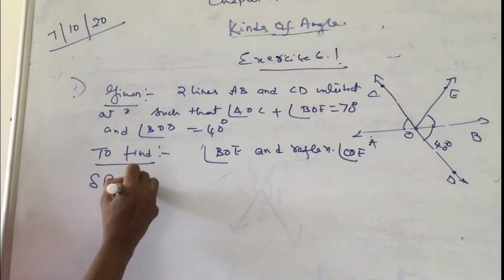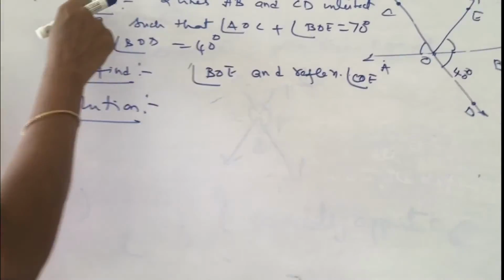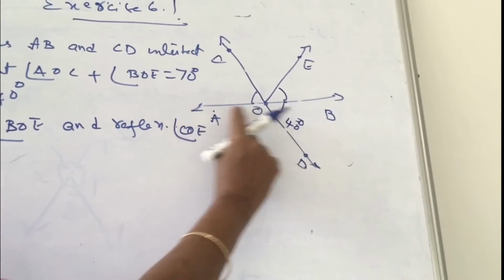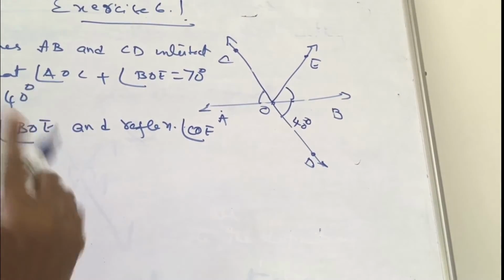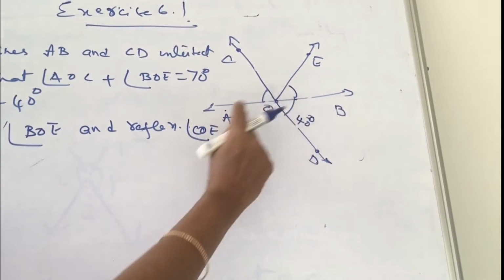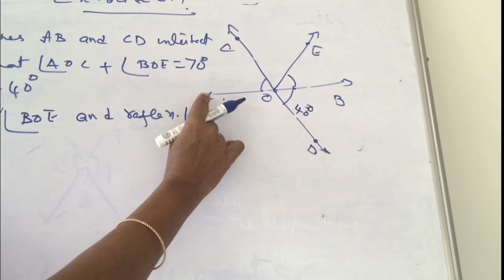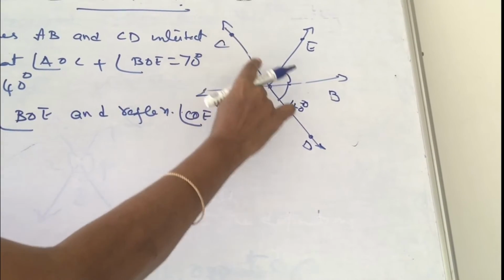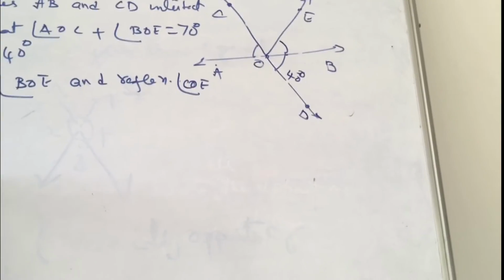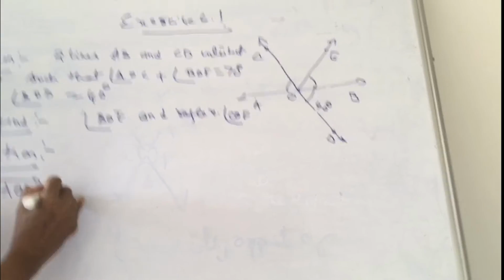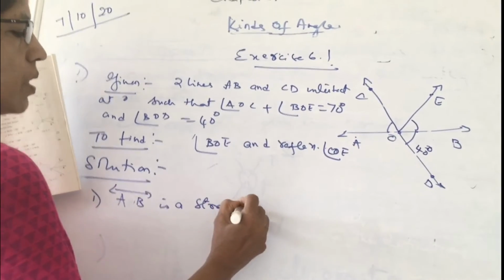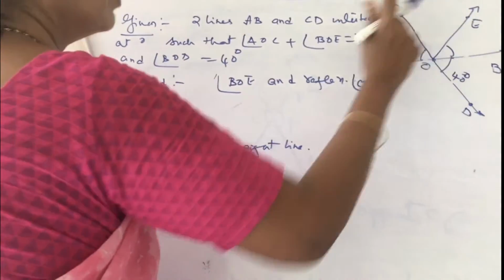Solution. This is the method, children, given to find solution. Observe carefully. What is AOB? A straight line. AOB is a straight line. Can you name the angles on the straight line AOB? Angle AOC, angle COE and angle EOB. AOB is a straight line or AB is a straight line. Yes. Name the angles on the straight line.